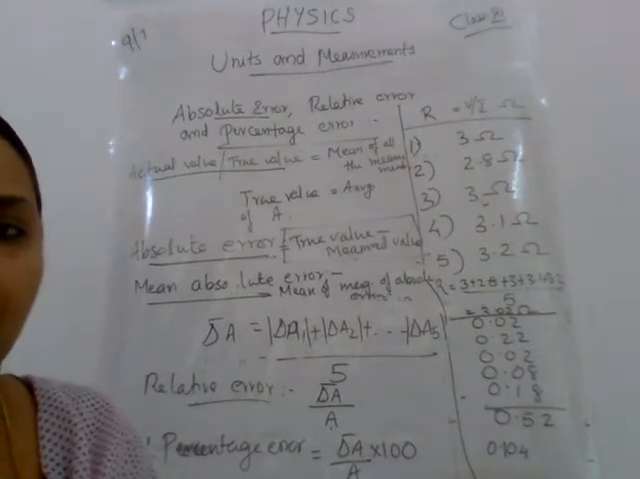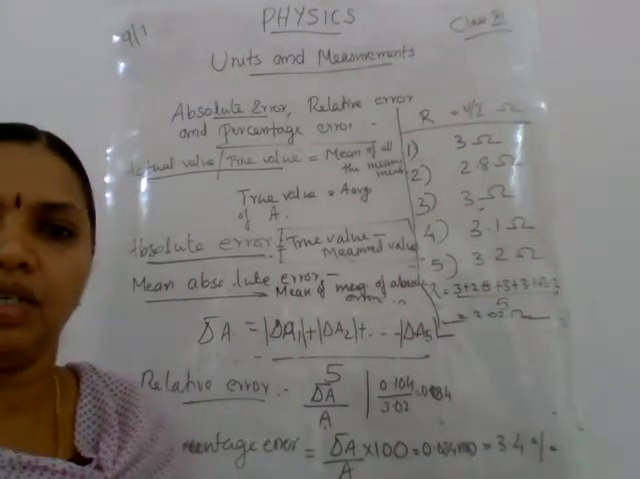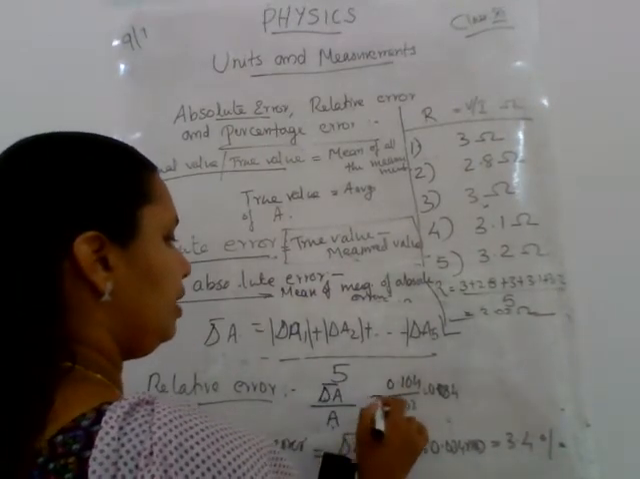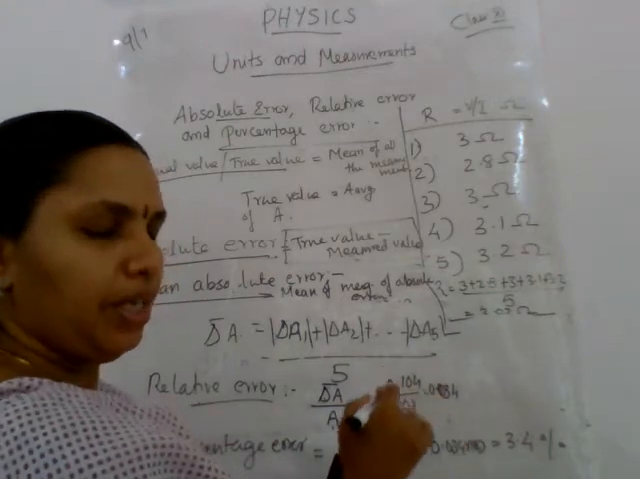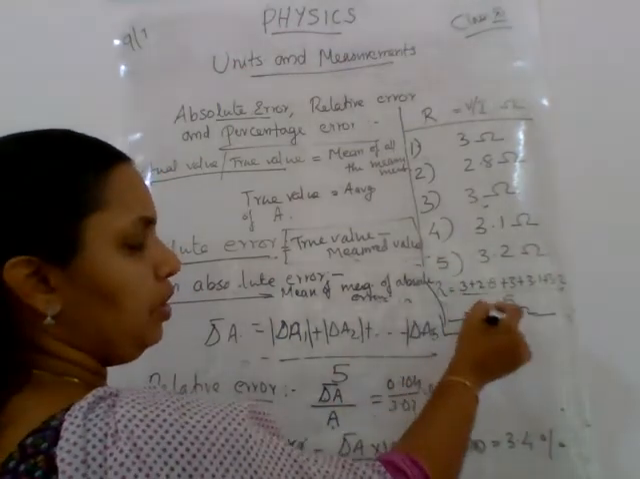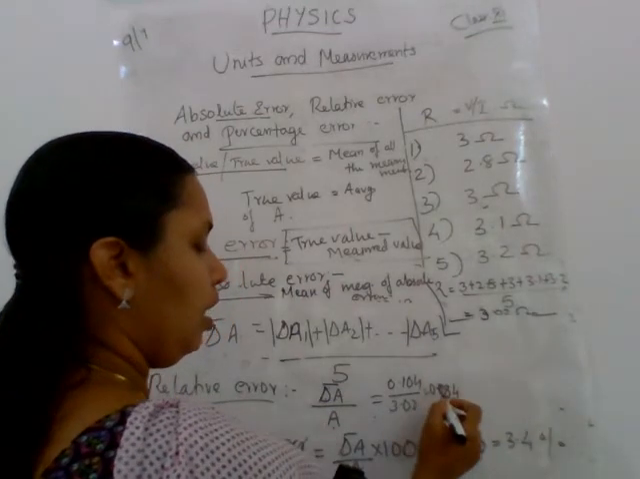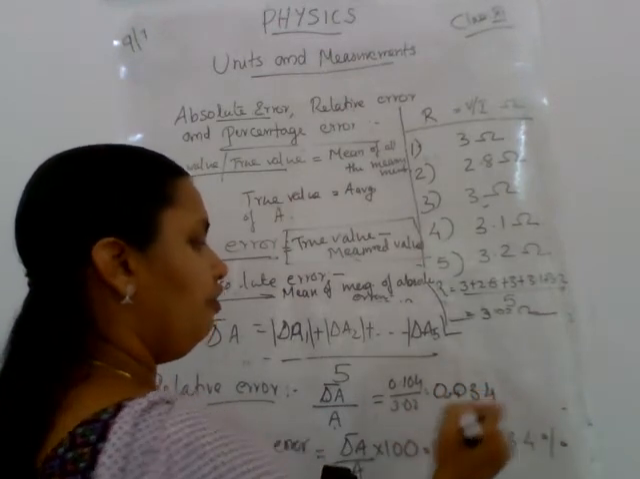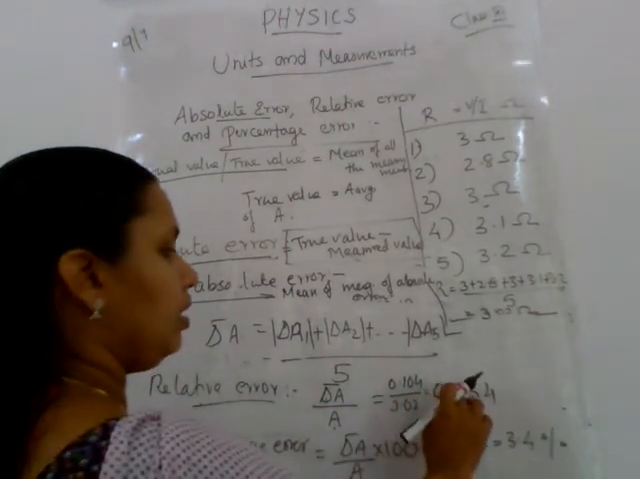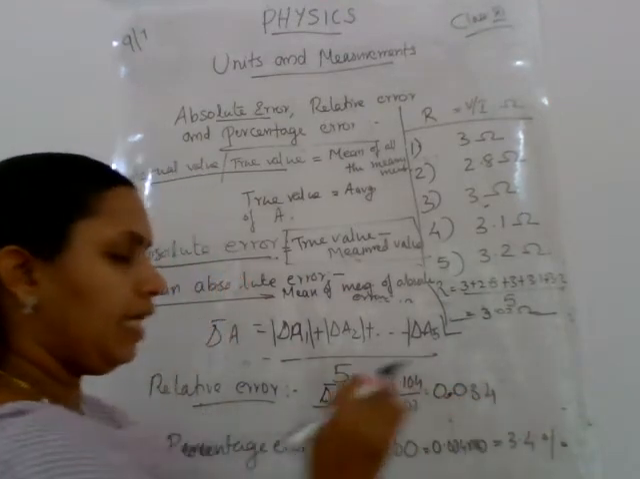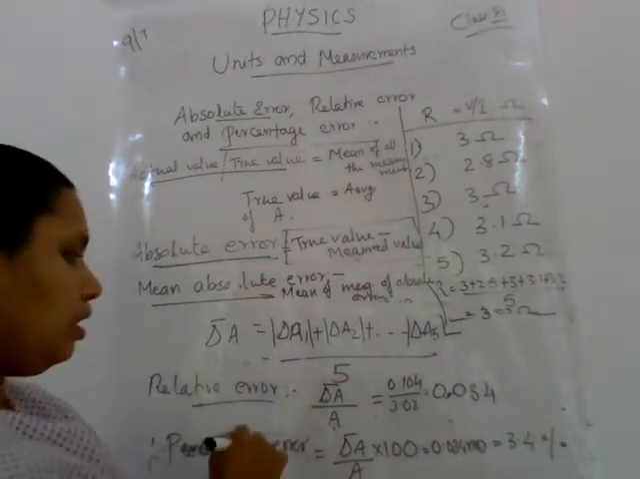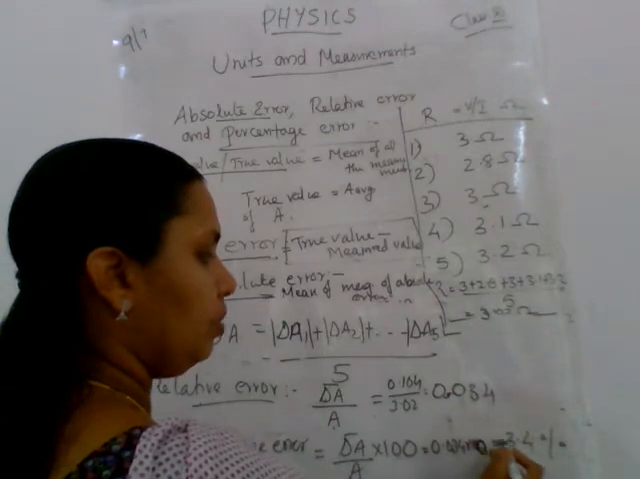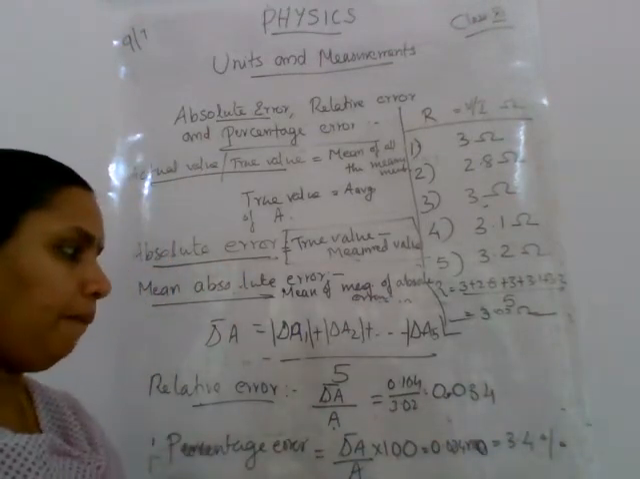So relative error and percentage error. Here, relative error is equal to delta A bar, that is 0.104 divided by 3.2, the true value. How much is it on dividing? We will get 0.034. Changing the decimal position and all, it is 0.3, I have taken the first 3 digits. Then percentage error is this into 100. How much is it? 3.4 percentage.